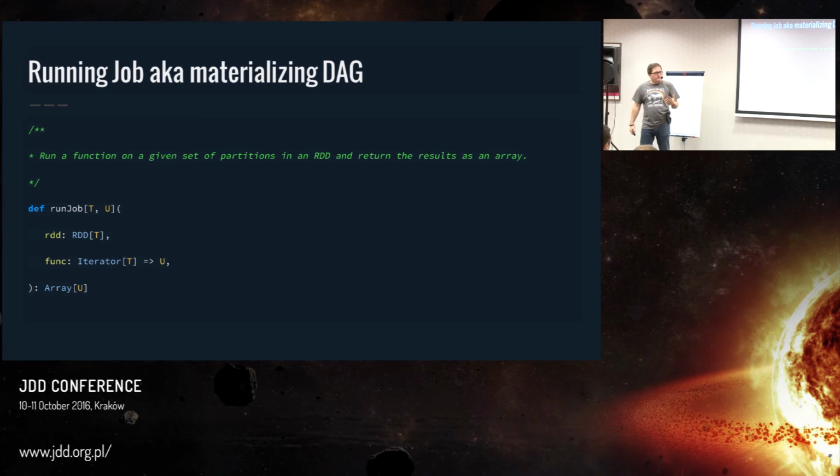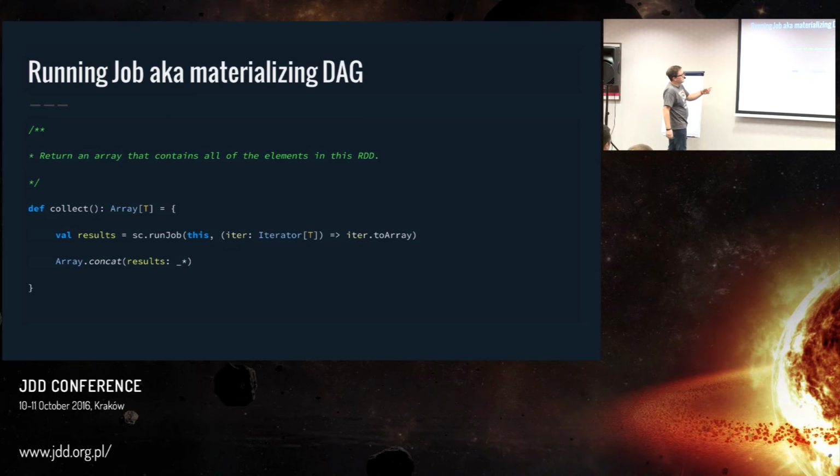So, for example, how is the collect action implemented? Collect is implemented very easily. We just call runJob. We provide as the first parameter the RDD itself, because the collect function is implemented on the abstract class RDD. And the function we provide takes the iterator for each partition, and essentially it just turns that iterator into an array, right? So the final result is going to be an array of arrays.